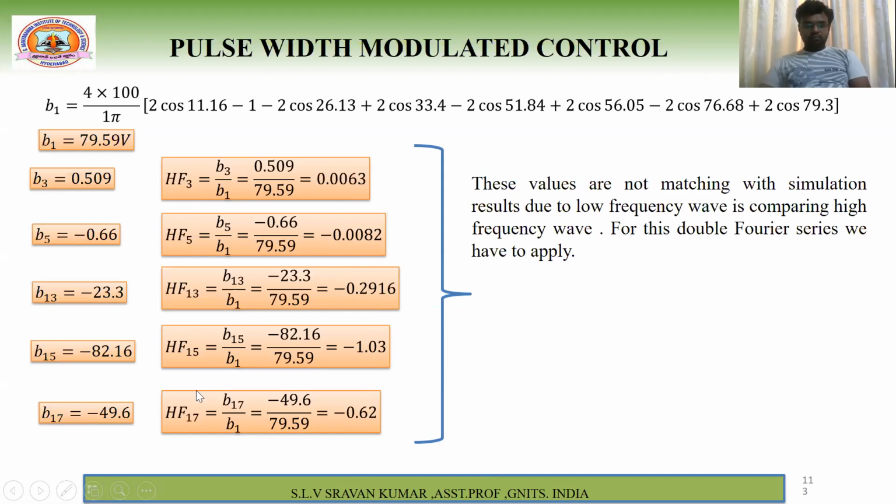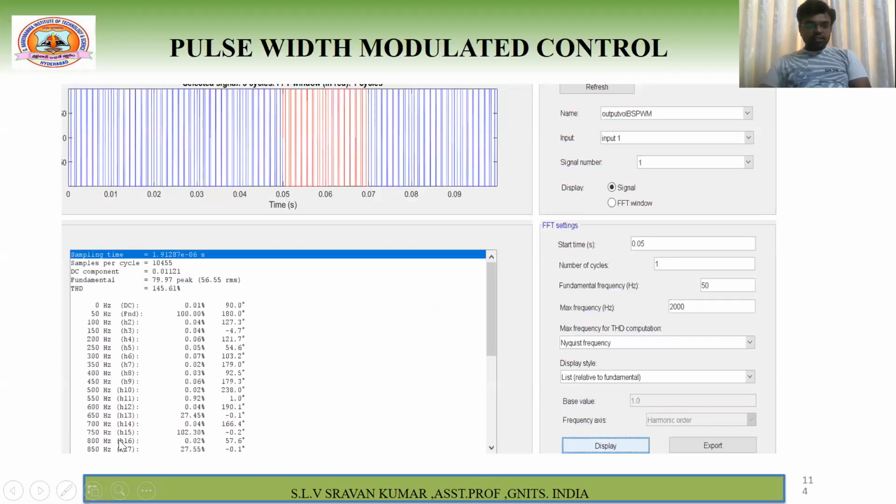Let us go for HF17. HF17, how much are you getting? 0.62. If you go with percentage, 62%. Now we'll see HF17, how much?